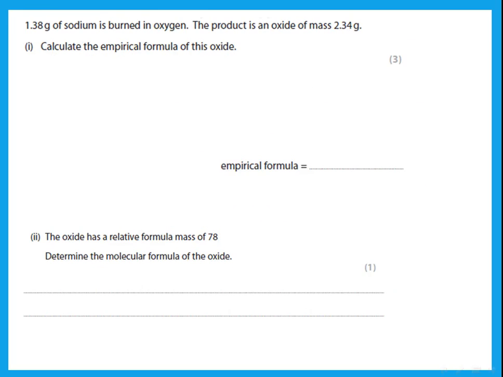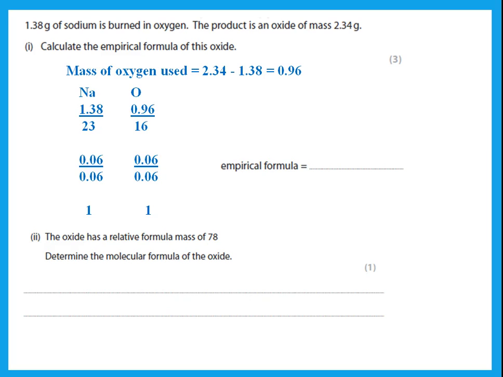Okay, 1.3 grams sodium is burned in oxygen. The product is an oxide of mass, so the total mass is 2.34. The sodium alone is 1.38, so you can get the mass of oxygen as the difference and then calculate the empirical formula. Normally it comes out to be NaO. Now, the oxide has a relative formula mass of 78. Determine the molecular formula of the oxide.